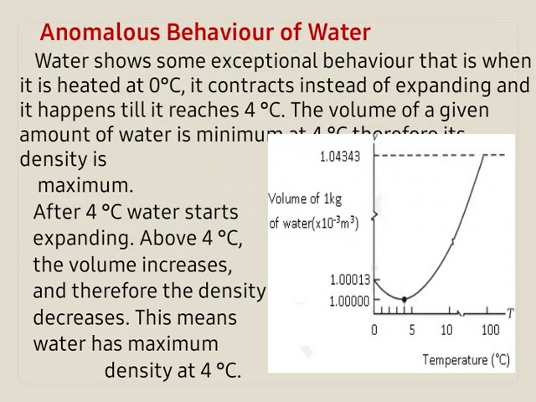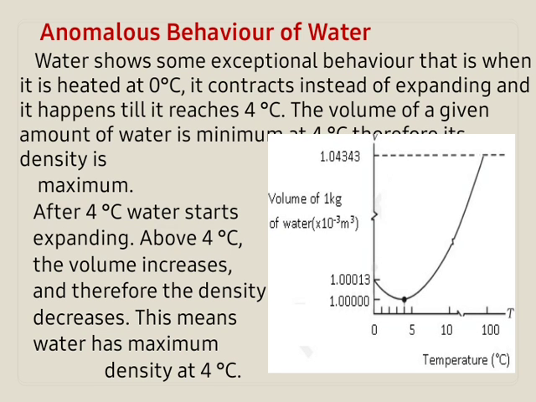What is anomalous behavior of water? It is one distinguishable property of water. When water is heated at 0 degrees Celsius, it contracts instead of expanding, and it will happen till it reaches 4 degrees Celsius. So, the volume of a given amount of water is minimum at 4 degrees Celsius. Therefore, its density is maximum, since density is equal to mass per unit volume.